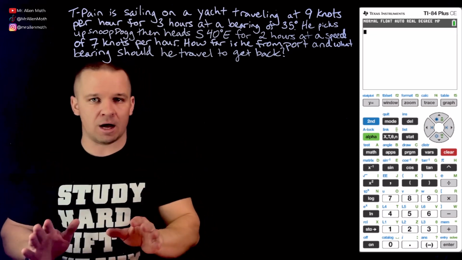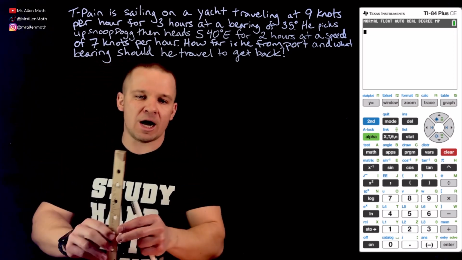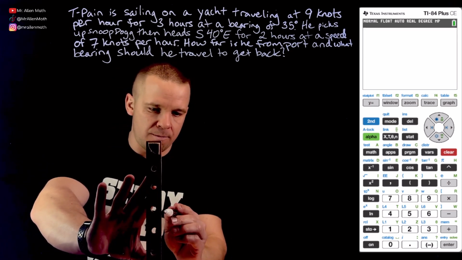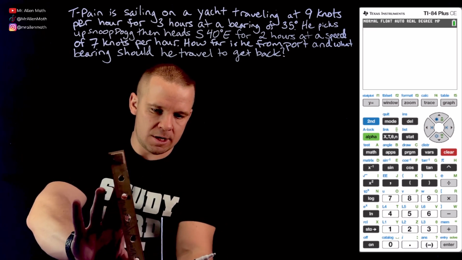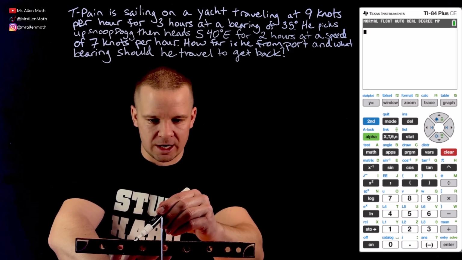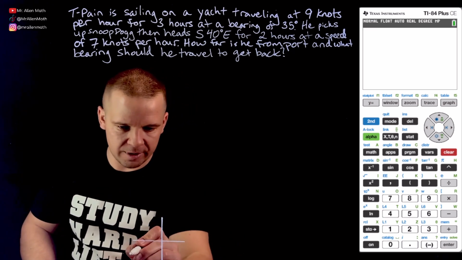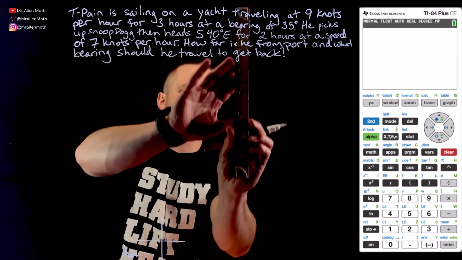So I'm going to set up a few little compasses, as I like to call them, to help us get started here. So I'm going to start down here. This will be our port. I like to be as neat as possible, so I like to use a straight edge for these things. Okay, so this will be port. We'll label that port. And then he travels up far north.